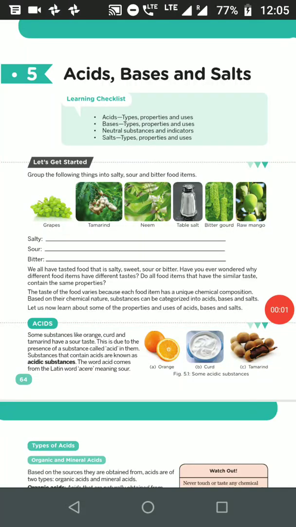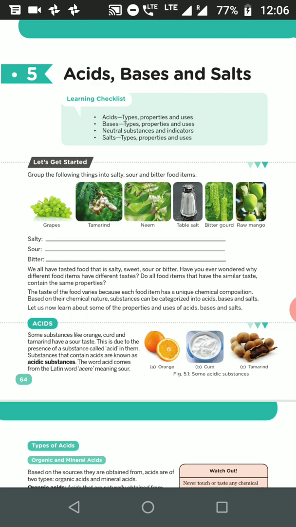Hello students, we are going to start our chapter 5, acids, bases and salts. In this we are going to learn the types, properties and uses of acids, bases and salts, and neutral substances and indicators. We are going to start with the first topic, acids.